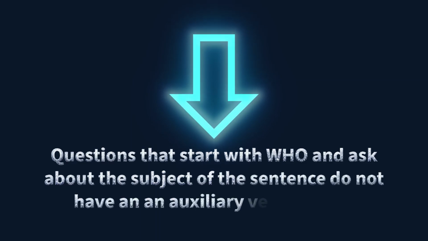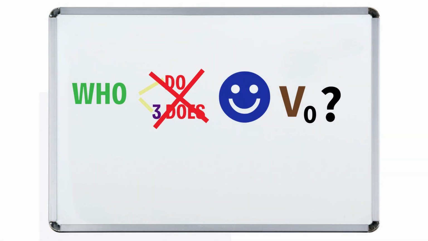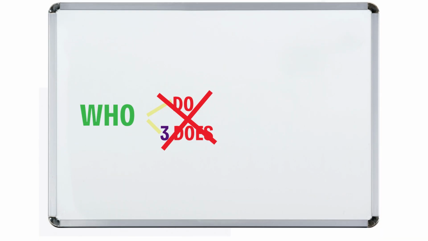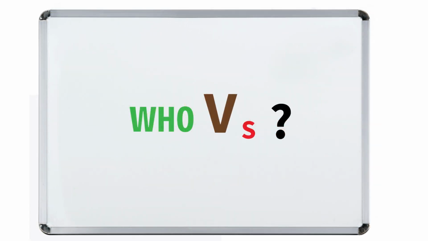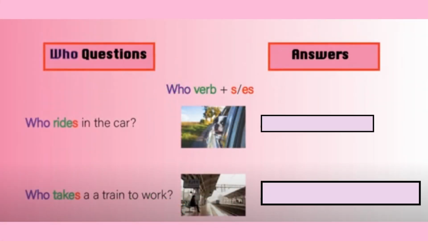Questions that start with who and ask about the subject of the sentence do not have an auxiliary verb do or does after who. The question is about the subject, noun or pronoun, so there will not be a subject in the question itself. Who gets up in the afternoon? Who watches TV in the morning? Who rides in the car?